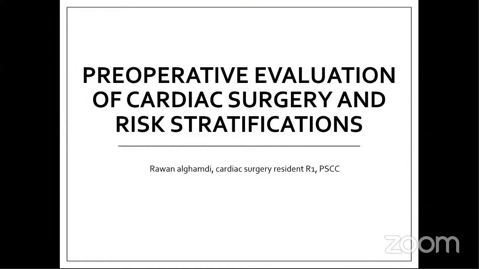Assalamu alaikum. Good afternoon, everyone. My name is Rawan Ghamdi, cardiac surgery resident at R1. Inshallah, today I'll be talking about the pre-operative evaluation of cardiac surgery and risk stratification. I will go through the important things that the patient needs to do before cardiac surgery, how to assess him and how to prepare him for surgery, and what's his mortality and morbidity risk and how to estimate it.